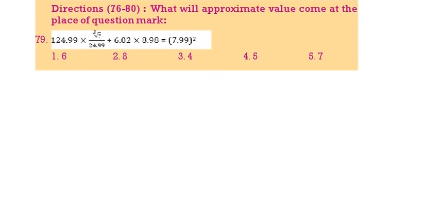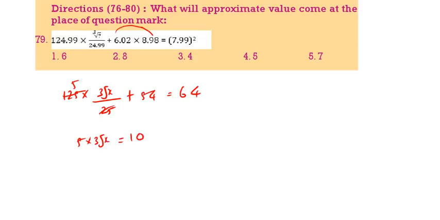See 79 question. 125%, 125 into cube root of x by 25 plus 6 into 9 is 54 is equal to 8 square, that is 64. So it is 5 into cube root of x is equal to 10. So x is equal to 2 cube. What is 2 cube? 8. 8 is the correct answer. Next question.